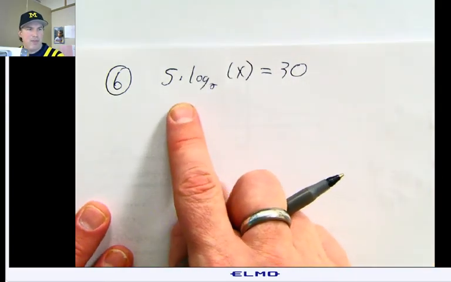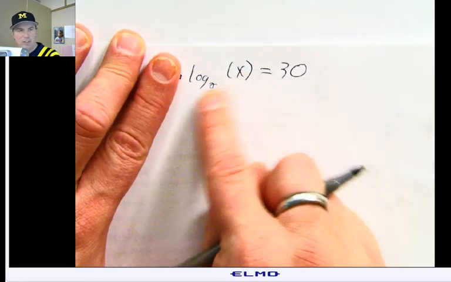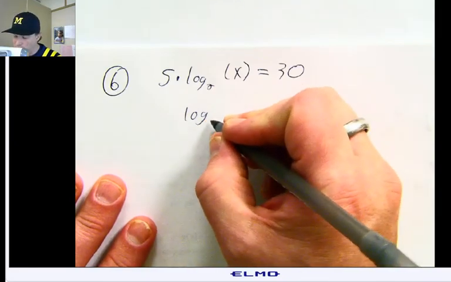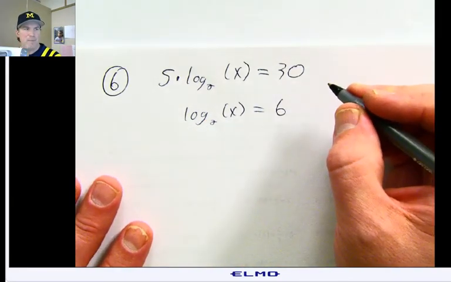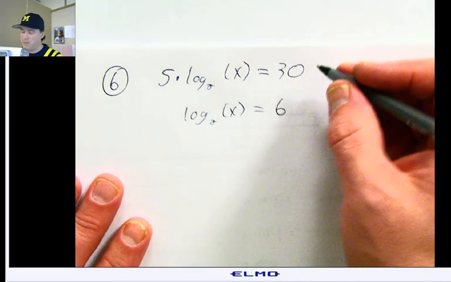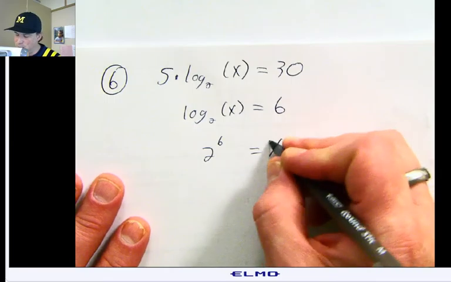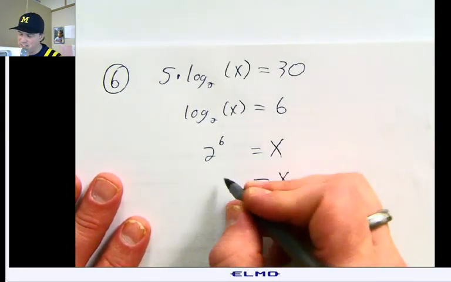Can't do anything with this until you've divided both sides by 5 so that the log is isolated by itself. And if I do that, I get log base 2 of x equals 6. This is not even a calculator problem. At this point, you just go into exponential form. 2 to the 6 equals x. And everybody knows that 2 to the 6th is 64.